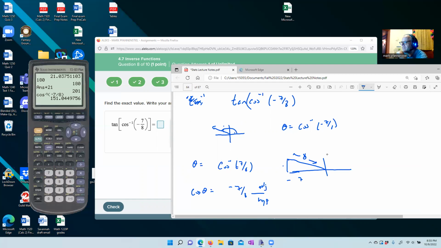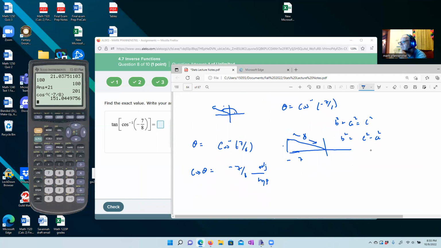In order to figure out this last remaining side, we say a squared plus b squared must be c squared, so b squared is equal to c squared minus a squared. I always make a the adjacent side, and c is always the hypotenuse. So b squared is equal to 8 squared minus negative 7 squared. So we're going to have 64 minus 49.